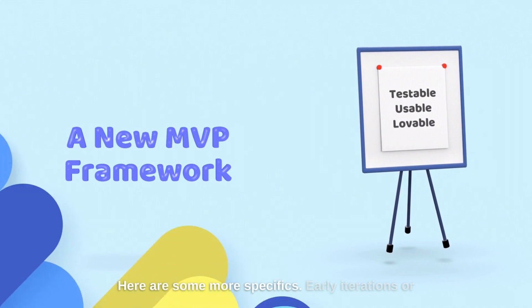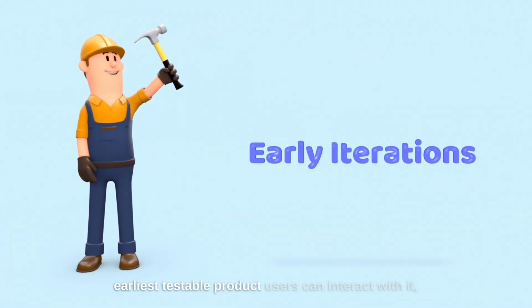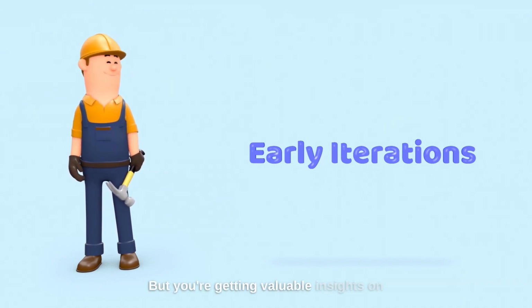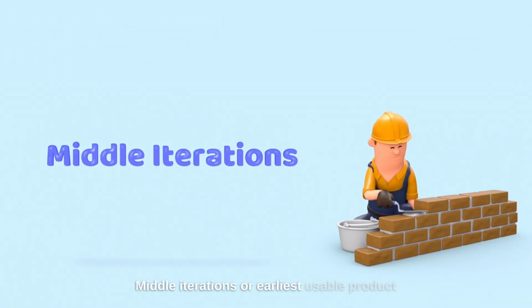Here's some more specifics. Early iterations, or earliest testable product. Users can interact with it, but it may not solve their pains, but you're getting valuable insights on what people like and dislike. Middle iterations, or earliest usable product.